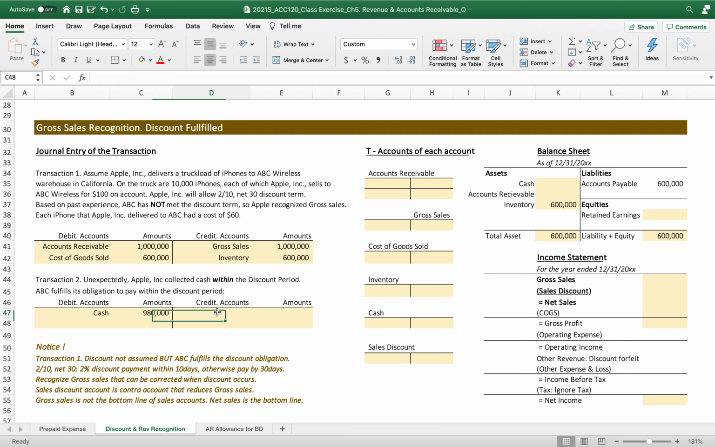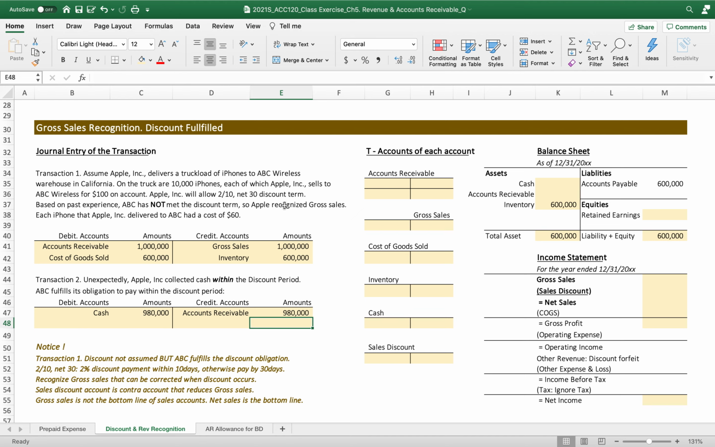980. And then accounts receivable should be removed. How much accounts receivable removed? 980? Oh, no. If you record this accounts receivable reduced by only 980, then we have accounts receivable remaining 20. That means that Apple Inc. has a right to receive cash $20,000, even though this ABC Wireless company paid the $980 with the 2% discount.